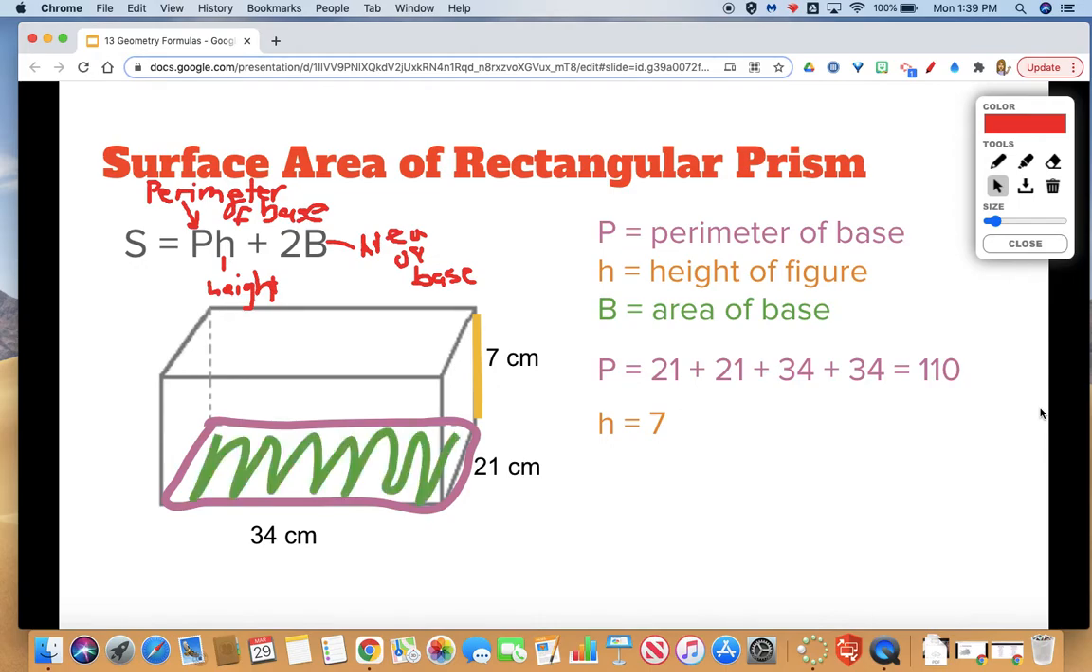And the area of the base is multiplying your two dimensions, your base and your height, that make up your base. So that's 34 times 21 to get the area of that figure, 714. Now we plug those into the formula.